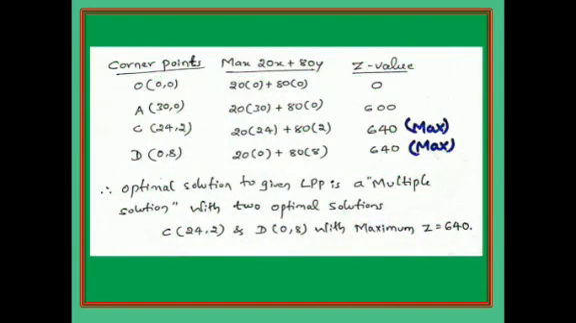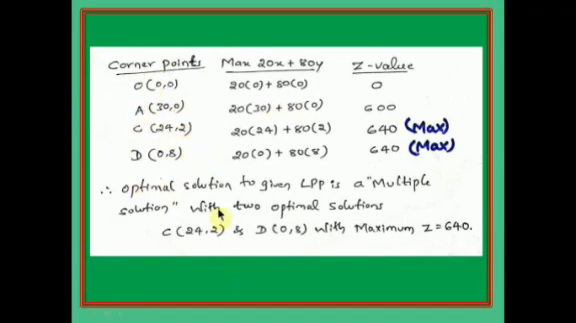What is to be done now? All those coordinate points of the corner points of the feasible region have to be substituted in the objective function. Let's see. So the corner points are these. Maximization of 20x plus 80y is there. x and y respectively have to be put in all these.